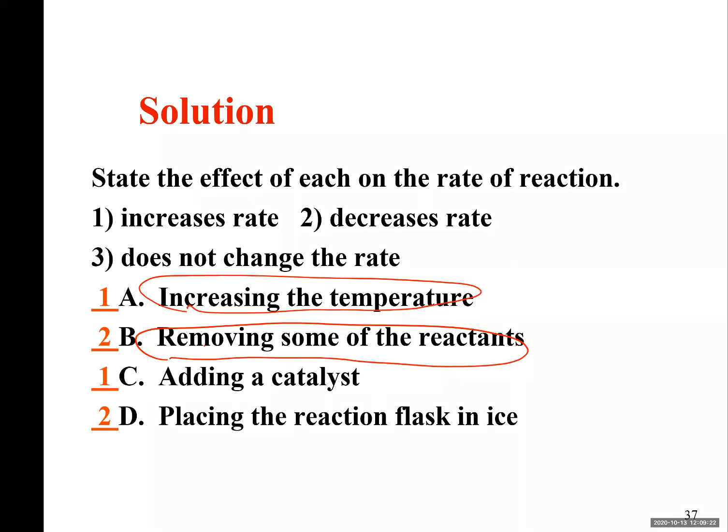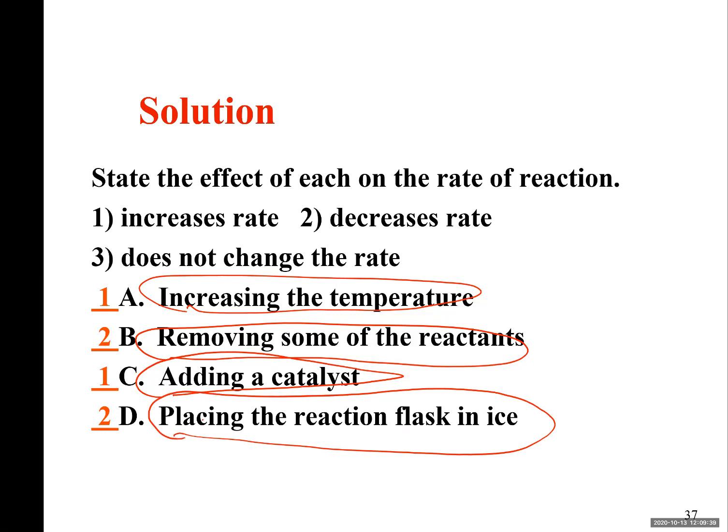It decreases the rate. How about adding a catalyst? We said if you find a catalyst for a chemical reaction, it decreases the activation energy. Therefore, it increases the rate. And if we place a reaction mixture in ice, we are reducing the temperature. Molecules have less energy. They're moving slower. If they collide, the energy of collision is smaller than if the temperature was higher. So less chance of making product, a decrease of rate. Are you with me?